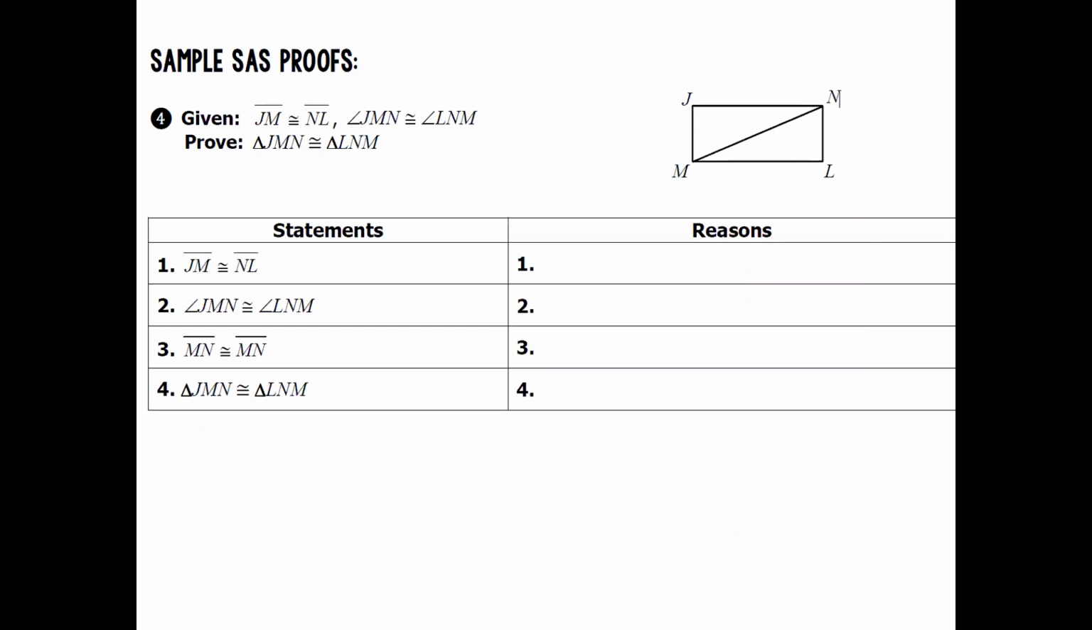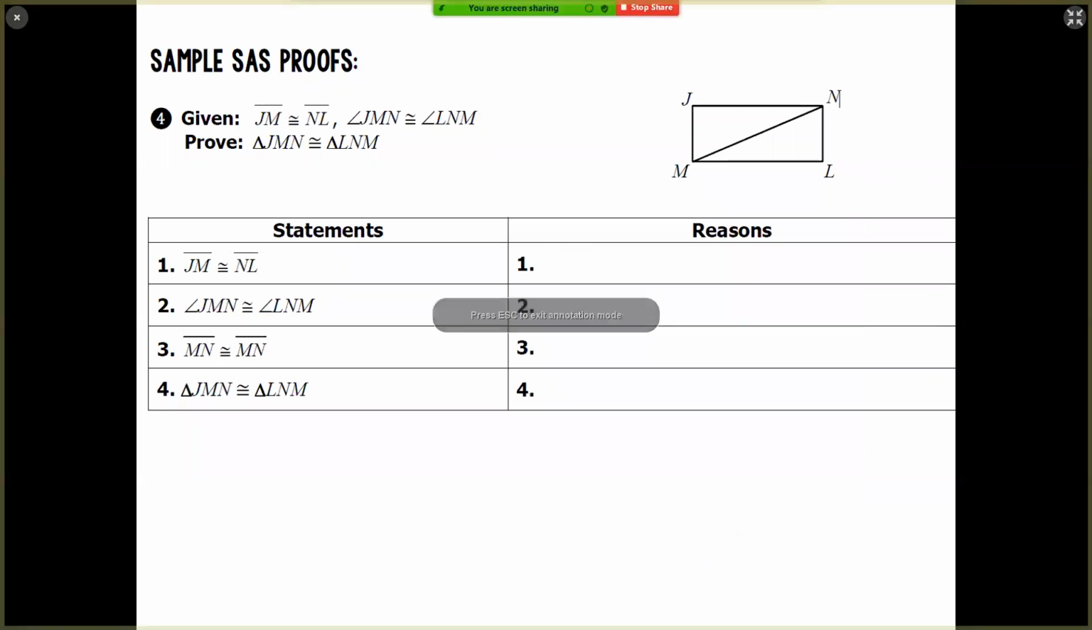Let's start off with another proof. So again, starting off with our given information. So I'm going to go ahead and mark that given information. So JM is congruent to NL, that's the left side and the right side. Then angle JMN is congruent to angle LNM. So these two angles are congruent.